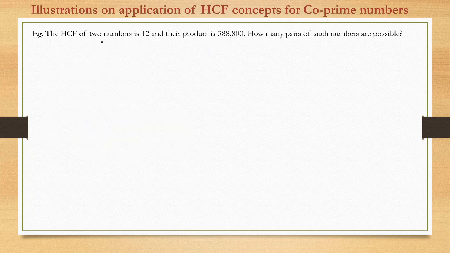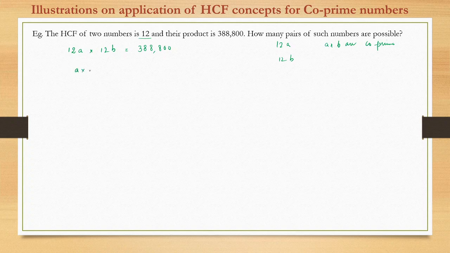Now if the question is the HCF of two numbers is 12, same as here, and their product is this long. So let the numbers again be 12a and 12b, so 12a into 12b is equal to 388800. How many pairs of such numbers are possible? Here a and b are co-prime, because if the HCF of the numbers is 12, then the numbers can be 12a and 12b. A and b are co-prime, right? By co-prime we mean they do not have a common factor between them.